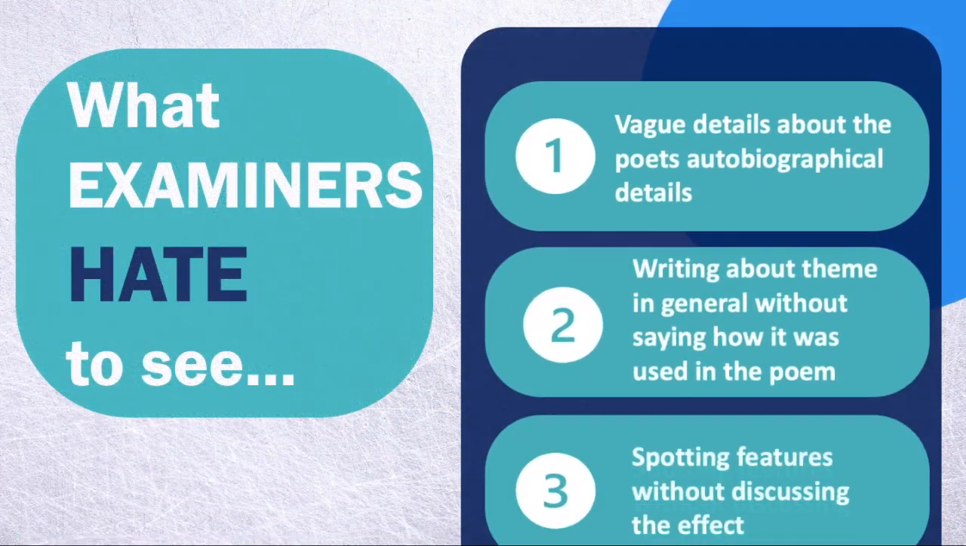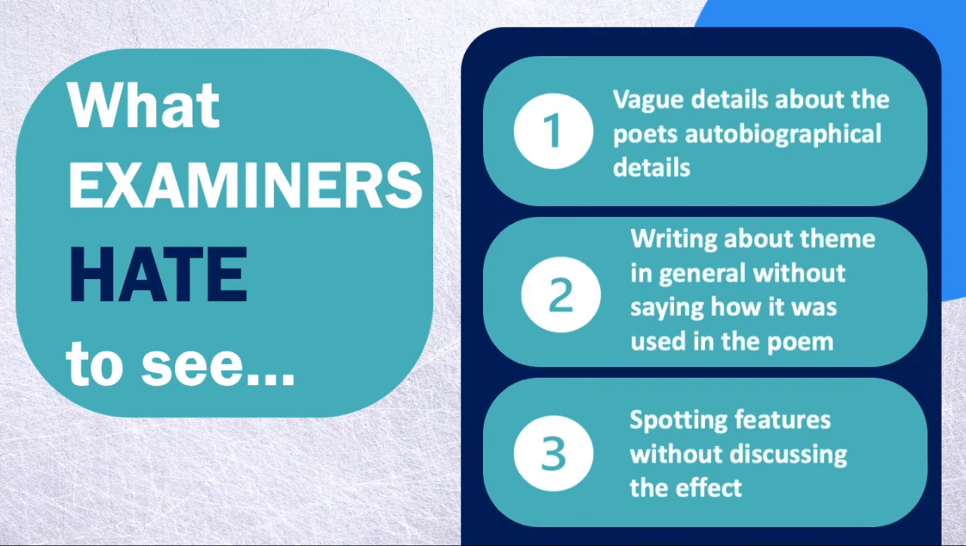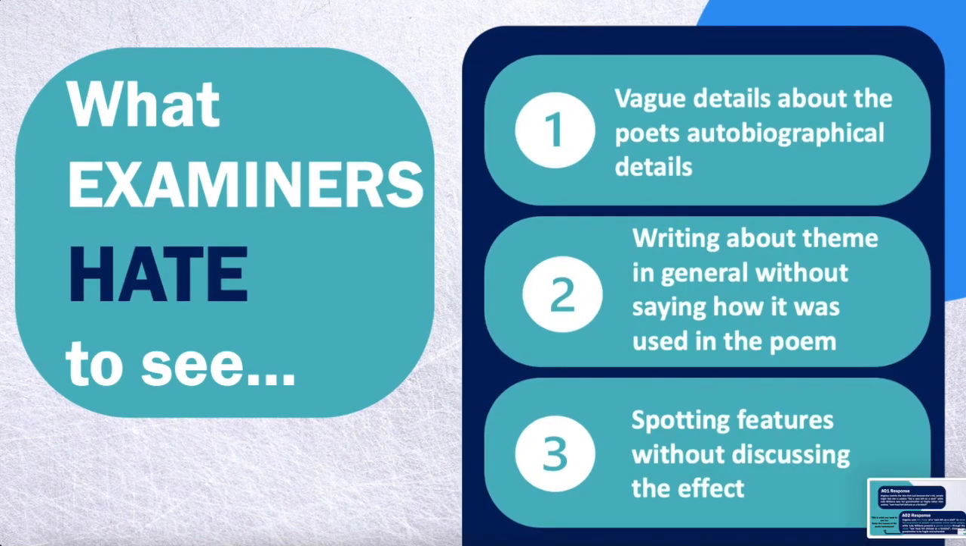To finish off, I'm going to go through what examiners hate to see. There were 3 key things that were mentioned on the examiner's reports. The first thing was vague details about the poet's autobiographical details. In section C of the paper, you do not want to be focusing on anything to do with the poet's background, lifestyle, or even historical period, because it's very unlikely that you will know this information based on the poem alone.